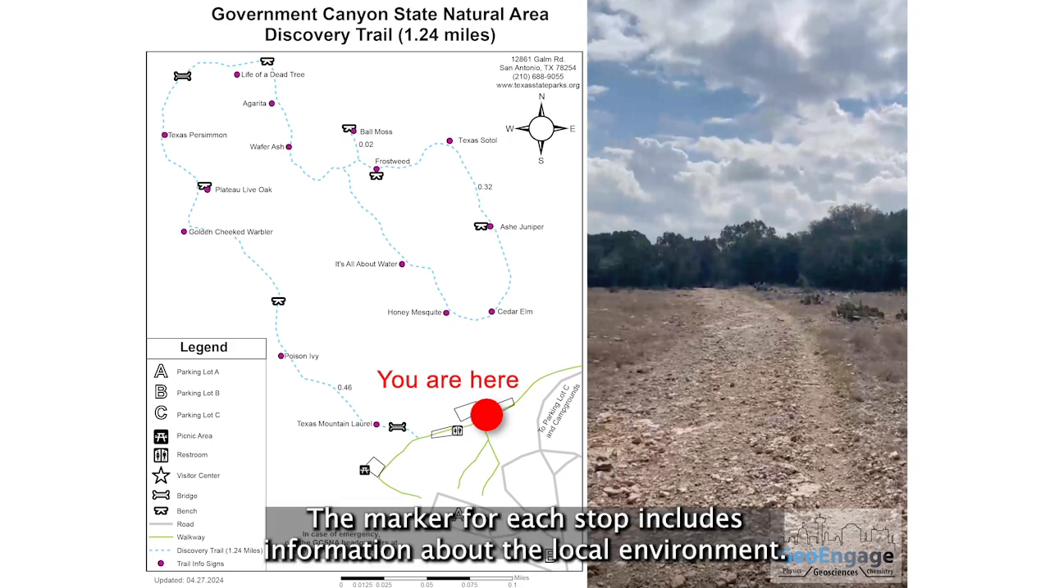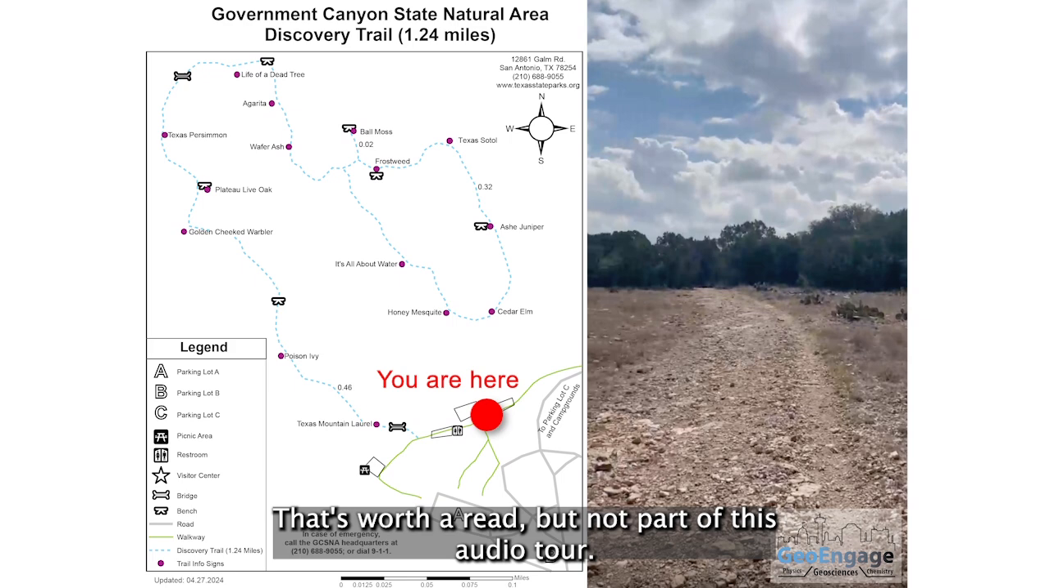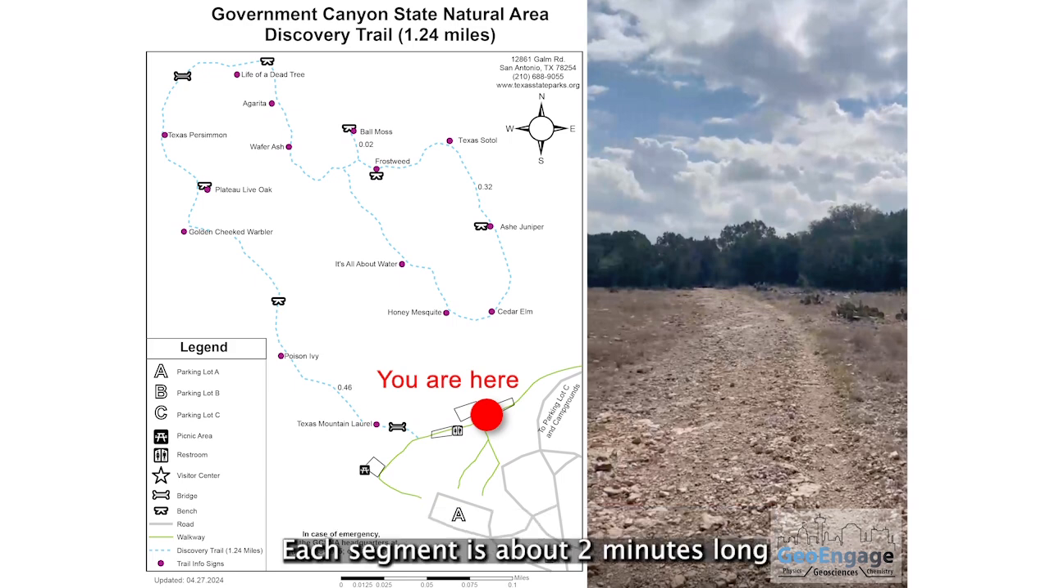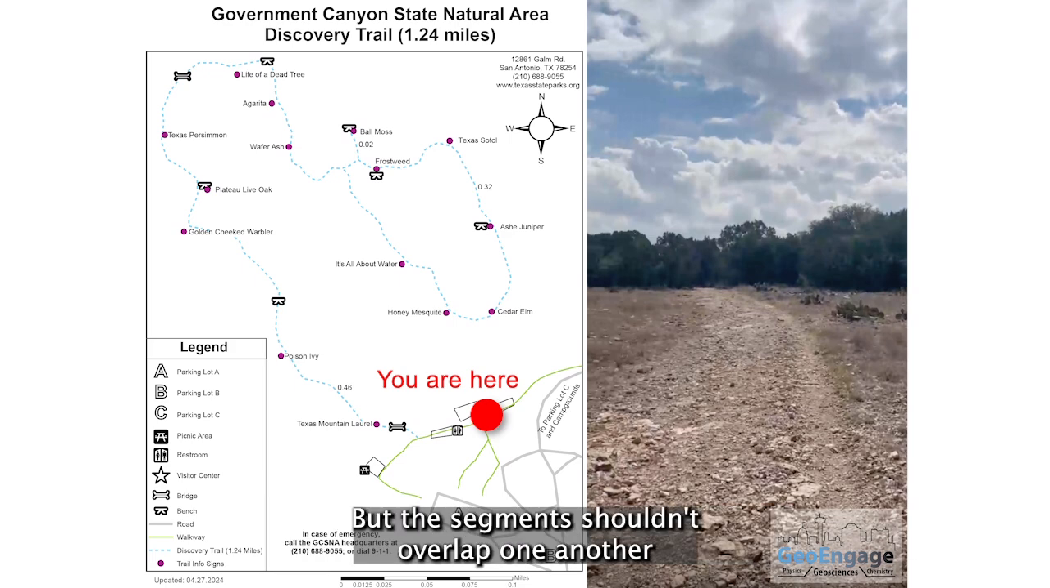The marker for each stop includes information about the local environment that's worth a read, but not part of this audio tour. Each segment is about 2 minutes long and designed for you to take a short break while you listen. But the segments shouldn't overlap one another if you decide to keep listening while you hike. Be sure to take advantage of the educational material around the visitor center that supplements this tour.